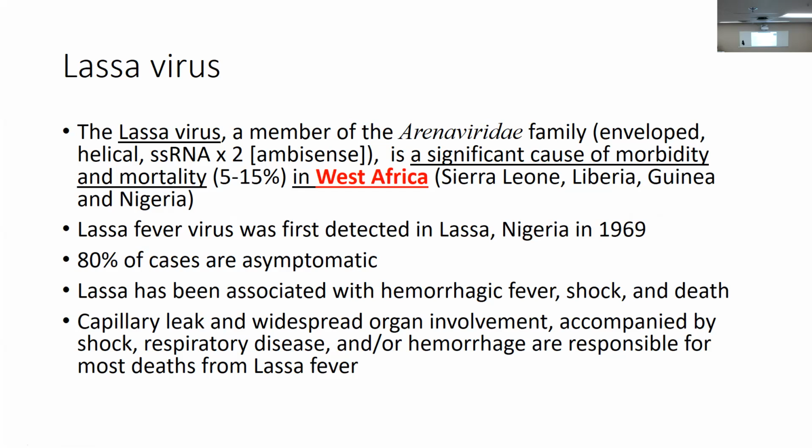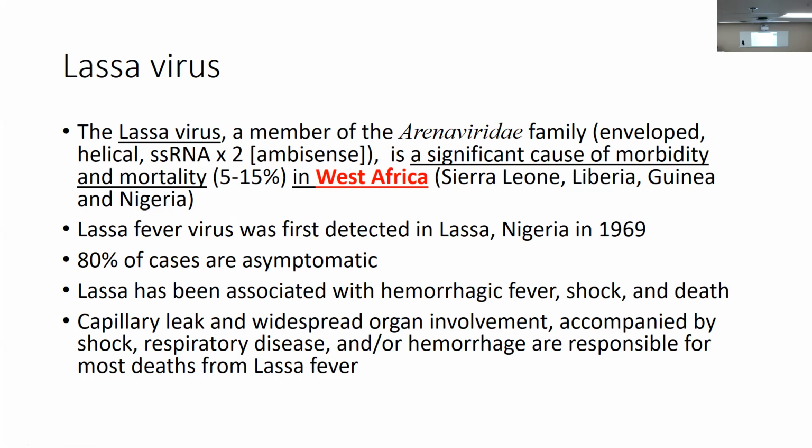This is just the way we do things, okay? If it's a person that discovers it, maybe you get your name on it. If it's a region where it's discovered, you're going to see the regions of Ebola, you're going to see a region of Lassa, and we're going to name those viruses. 80% of the cases are asymptomatic. Lassa has been associated with hemorrhagic fever, shock, and death. That's key to remember because treatment is key to these hemorrhagic fevers. They're not as deadly as once believed, or perception, I'll say that.